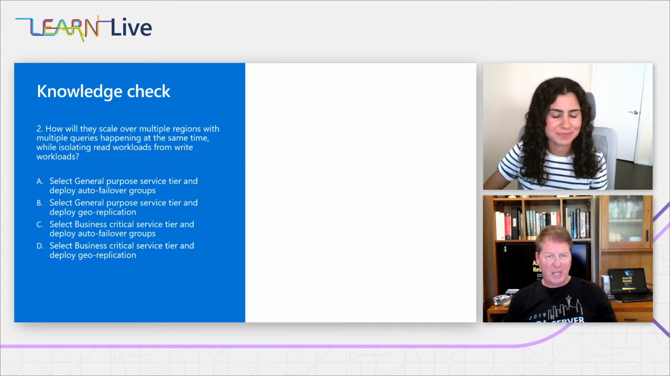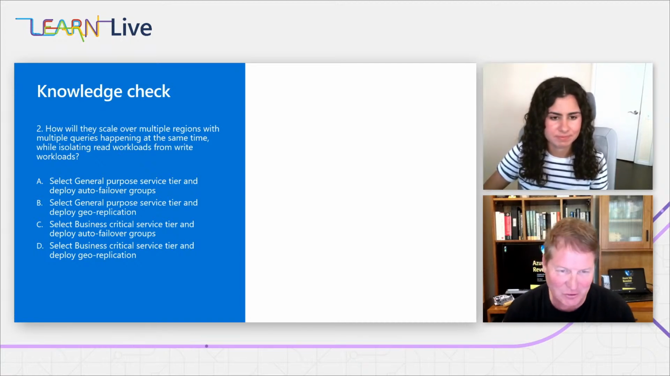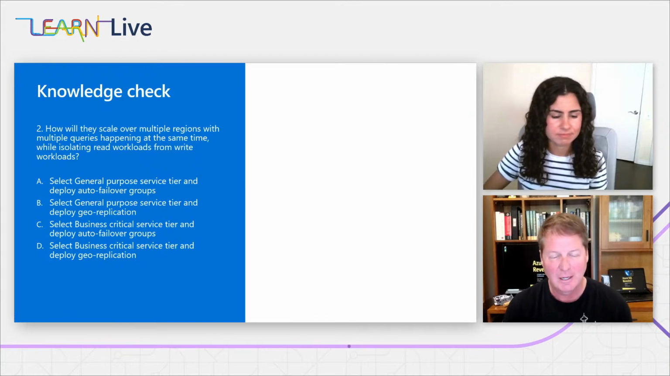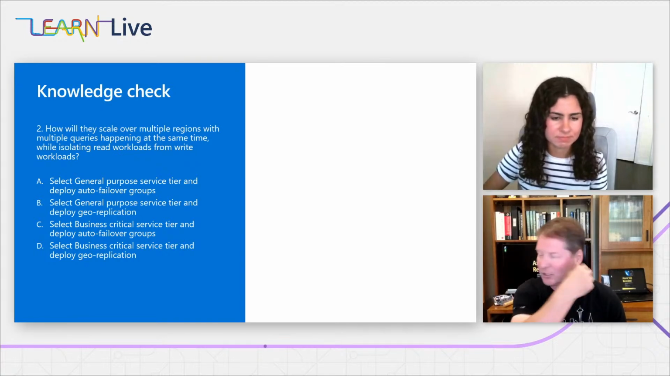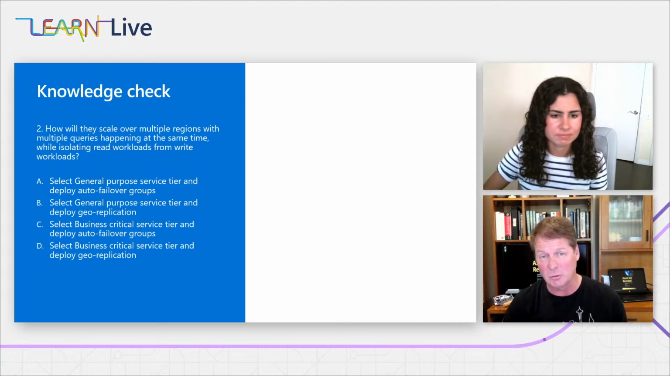Well, you did use the word scale, regions, multiple queries, isolating read workloads, use several different things. You got to go back and think in terms of what we talked about. Scale wasn't just about region. It was about like thousands of writes per second. Remember that kind of conversation? If you remember back to our discussion about what to choose when with different tiers, Business Critical gives you the best IO performance out of any of our options.